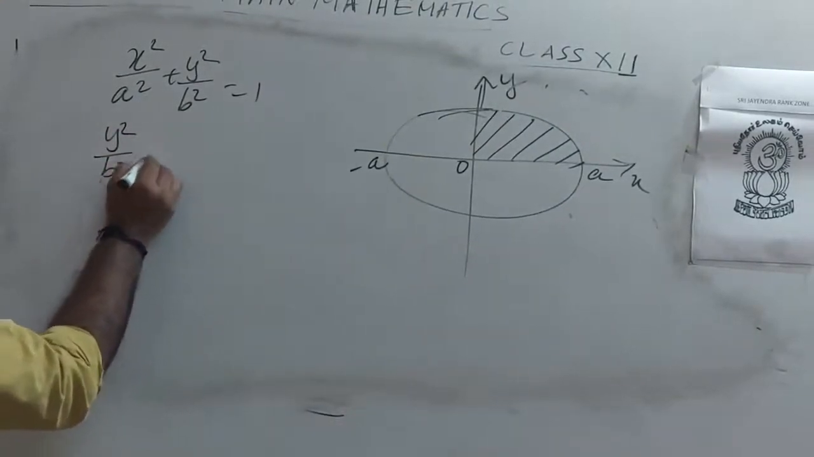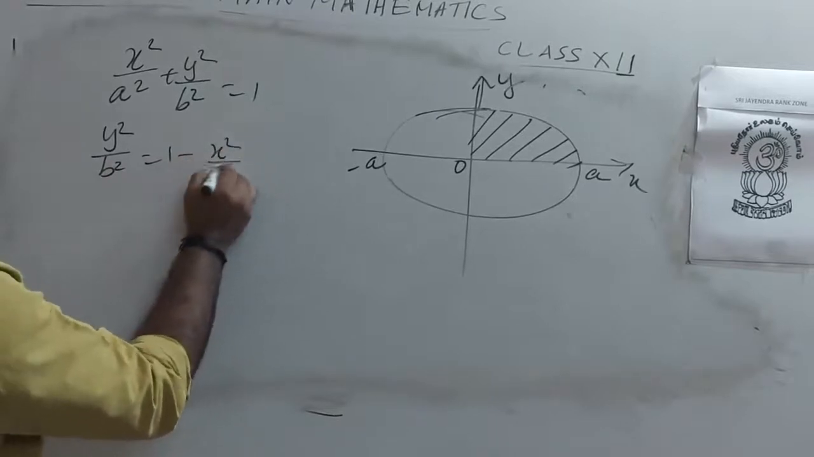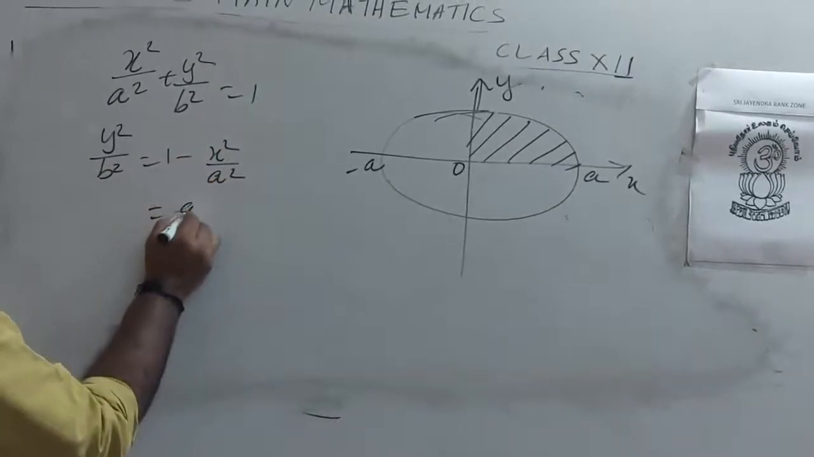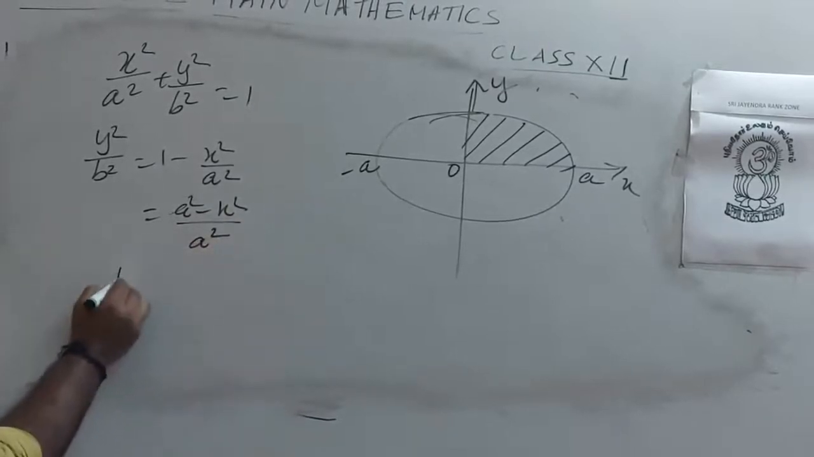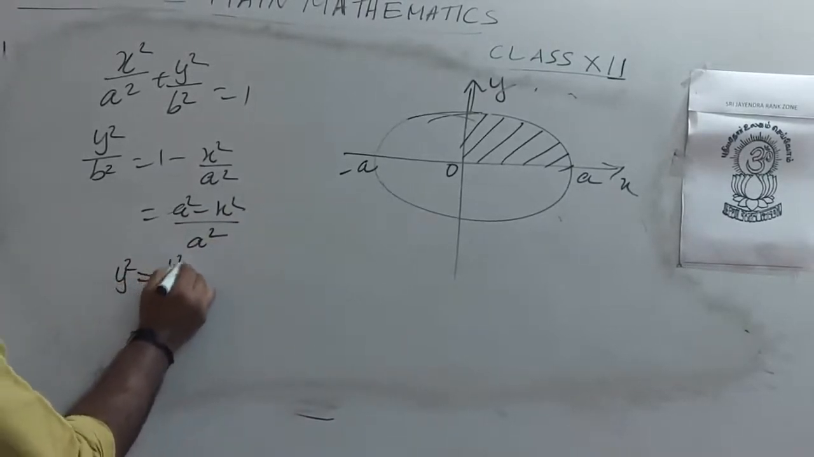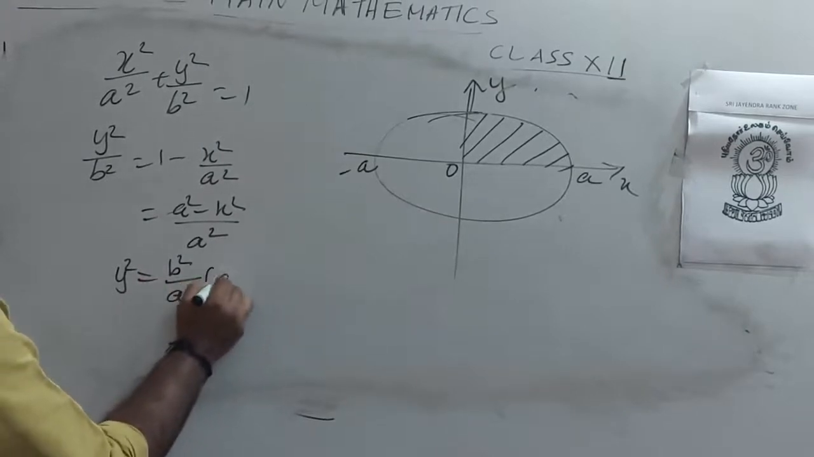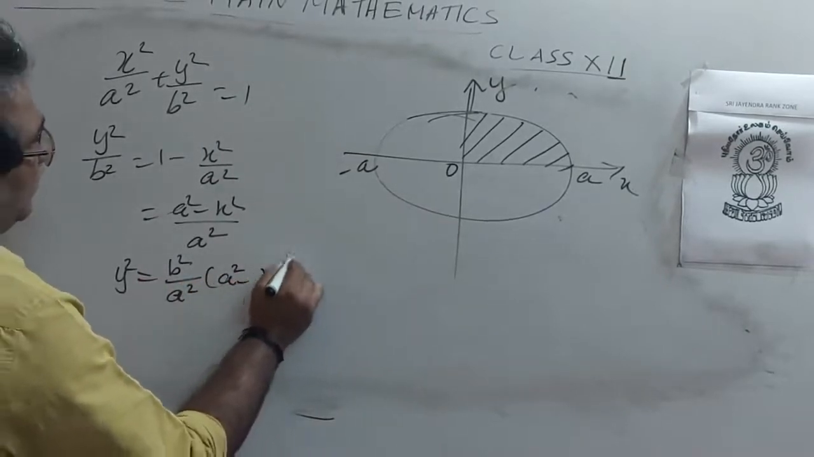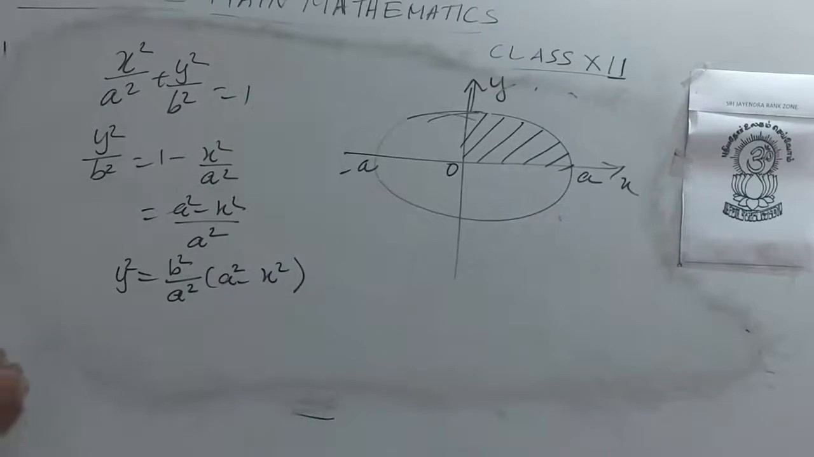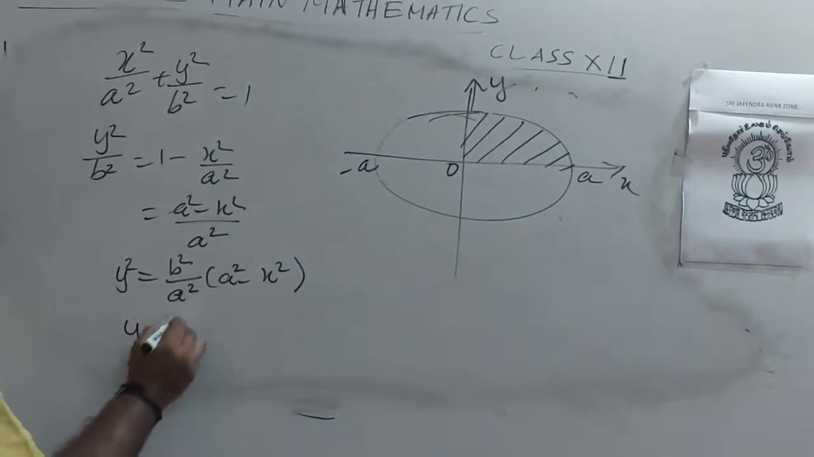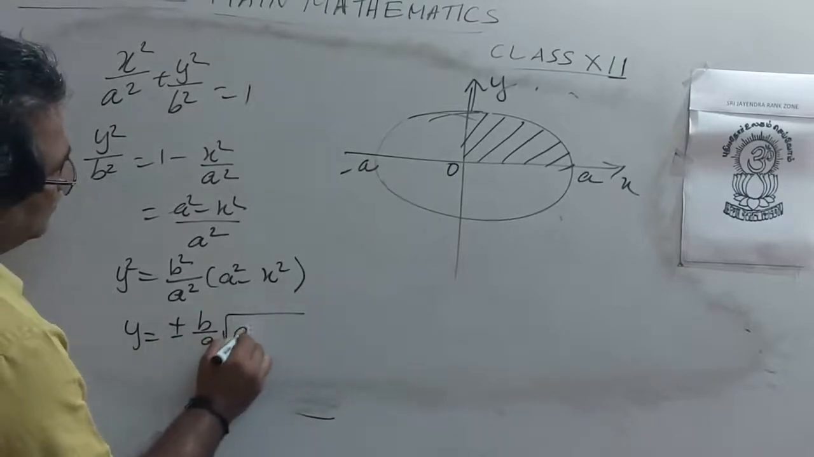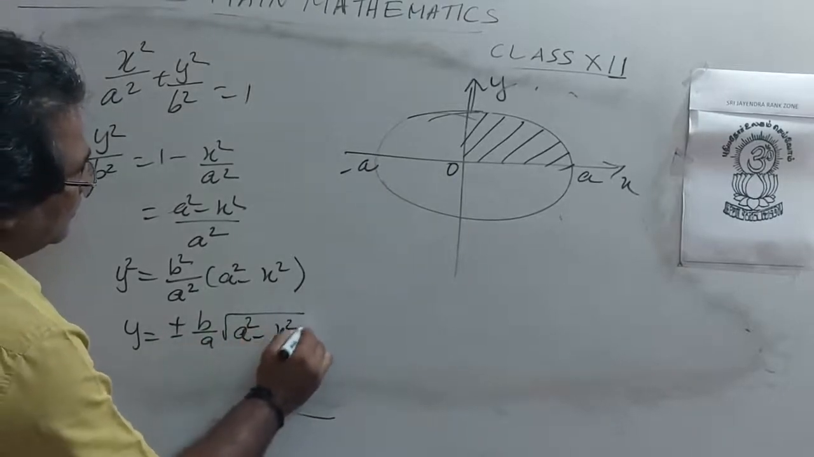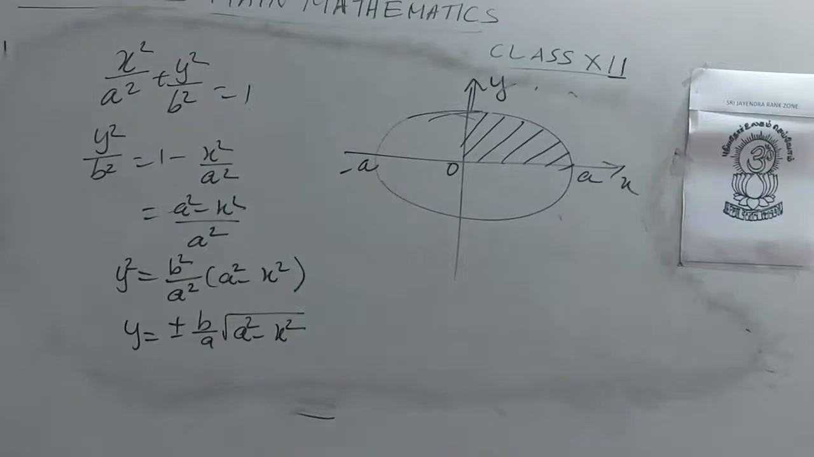y squared by b squared equal to 1 minus x squared by a squared. y squared equal to b squared by a squared into a squared minus x squared. y equal to plus or minus b by a root of a squared minus x squared.